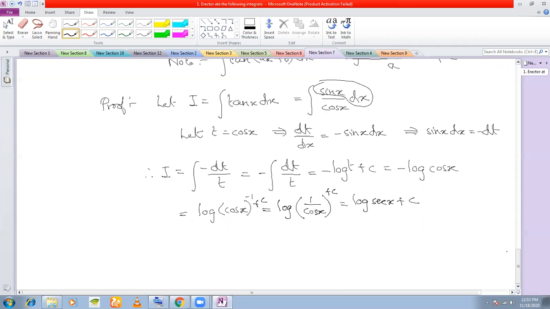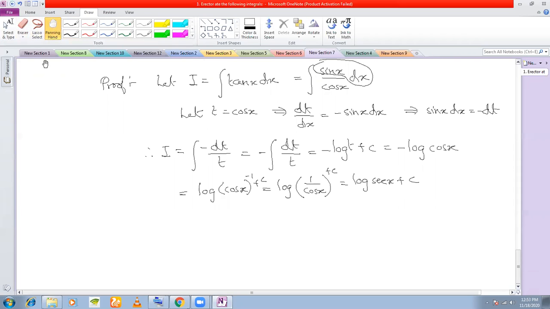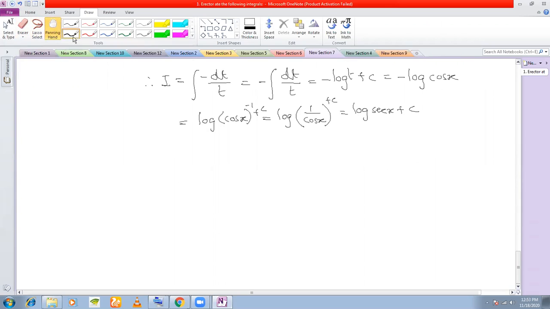Okay, let us look at the second one. The second one you can prove similarly. I'm leaving it to you as an exercise. Exactly similarly, you can prove the second one. The second one here is the formula.